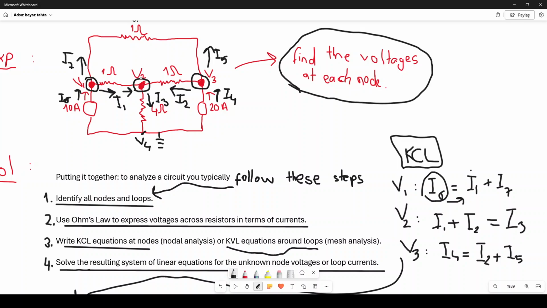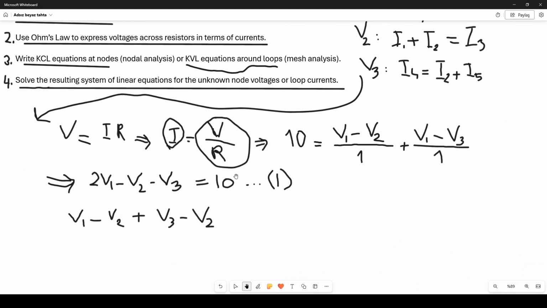It starts at node V2 and ends at node V4, but V4 is selected as the reference node, so the voltage there is equal to 0. That's why it is grounded, connected to the ground, and the voltage there is 0. So it's V2 minus 0, which is equal to V2. How about the resistance? The resistance is 4 ohms, because the current is passing through a 4 ohm resistor. So this is equal to V2 over 4.